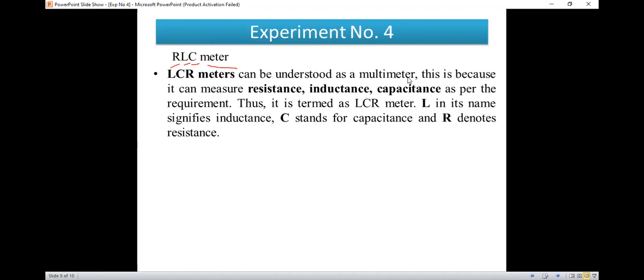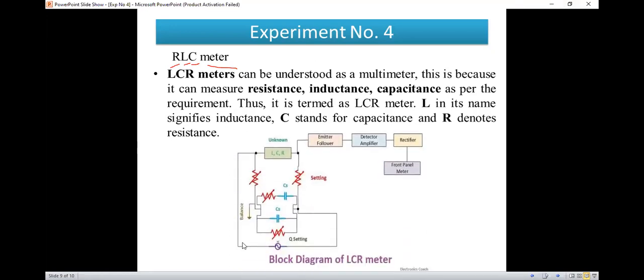That means, similar to a multimeter, there is one movable knob, and then it shows its digital value. So with this RLC meter we measure resistance, inductor and capacitance as per our requirement. Thus it is termed as an LCR meter. That means by using this meter, we measure the value of L, value of C, and value of R, that is inductance, capacitance, and resistance. L denotes inductance, C stands for capacitance, and R stands for resistance.